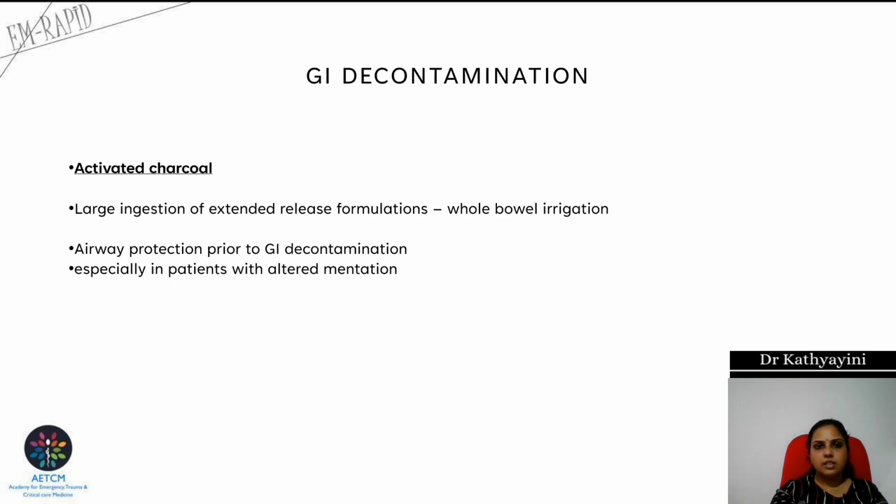So in GI decontamination, again, activated charcoal is useful in extended release formulation ingestion or in a very early presentation. And in patients having a large ingestion of extended release formulation, whole bowel irrigation is also helpful. But an important dictum regarding GI decontamination is that if the patient is having an altered mentation or a low sensorium such that the patient cannot maintain the airway, we should go for a definitive airway, or we have to go for intubation before proceeding with the GI decontamination. Otherwise, there is a high chance of the patient developing aspiration and other complications.